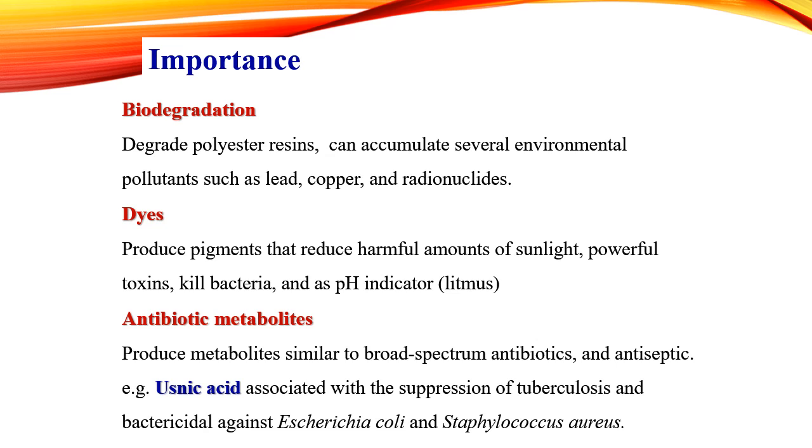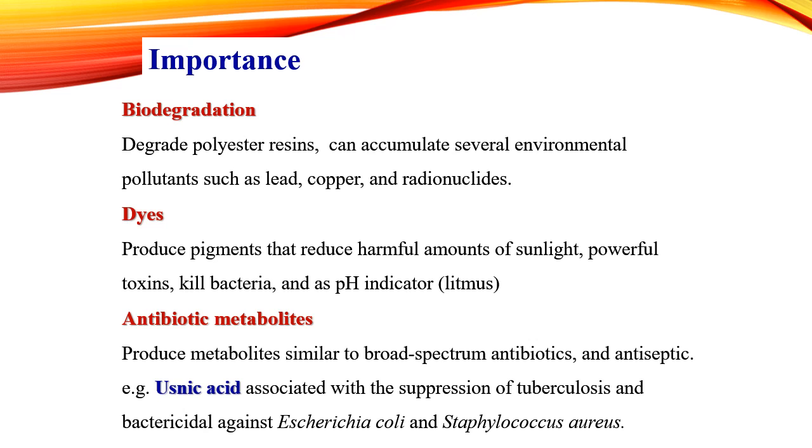Also, lichens can produce some dyes or pigment substances used in paints to reduce the harmful effect of sunlight. Sometimes these dyes have toxic activity for insects, sometimes have antibacterial activity, and are also used as indicators, as in litmus.